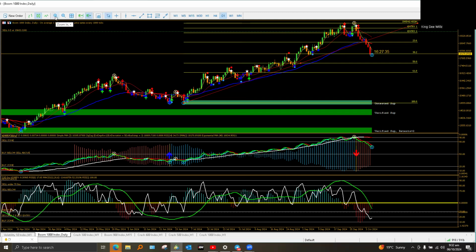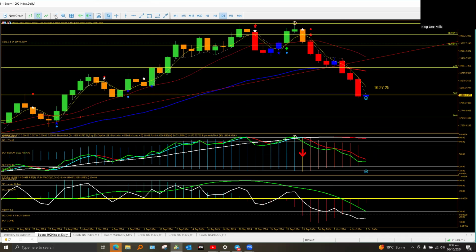I've got Boom 1000. I've put a Fibonacci and you can see there's an entry for a sale at this point here. If you check, this is a daily candlestick, I mean, daily time frame. You can see the sale was taken within the candlestick, the one which has the signal for a sale. Then it has been going all the way down.